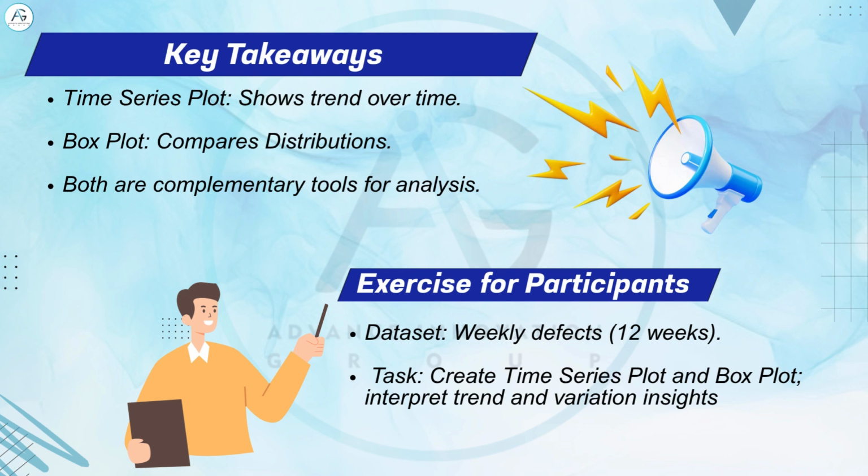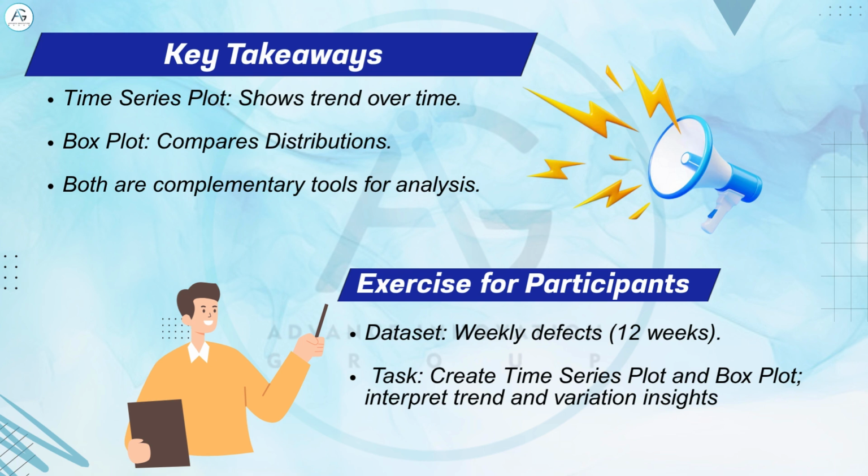Key takeaways. The time series plot helps us visualize trends, shifts, or patterns over time. It's great for spotting when the process might be changing. The box plot lets us compare distributions, helping us understand variation and central tendency across different groups or time periods. These two tools are complementary. Used together, they give us a more complete picture of the process, how it's behaving over time, and how consistent it is across categories.